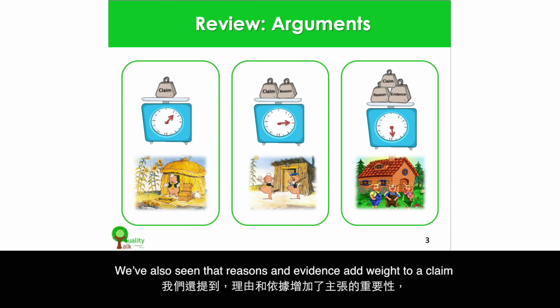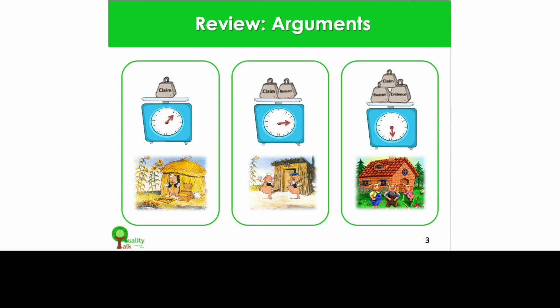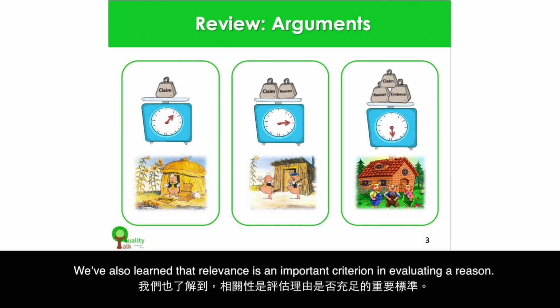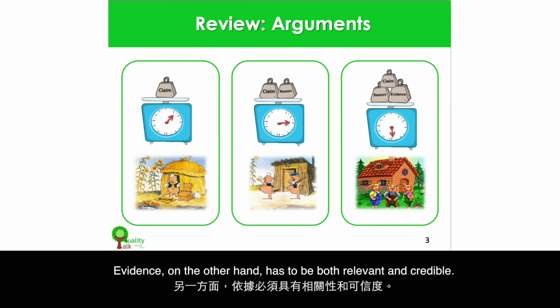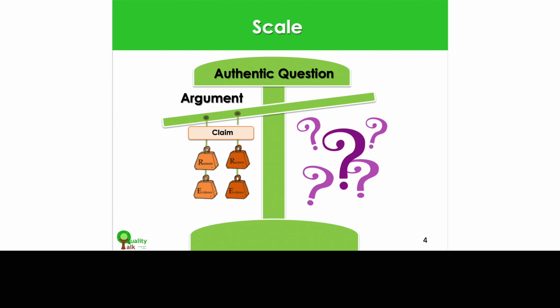We've also seen that reasons and evidence add weight to a claim, and that a claim without reasons and evidence is a weak argument. We've also learned that relevance is an important criterion in evaluating a reason. Evidence, on the other hand, has to be both relevant and credible. Now we move on to our introduction to argumentation.